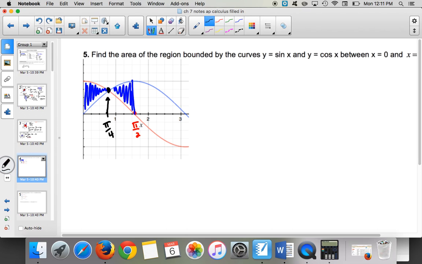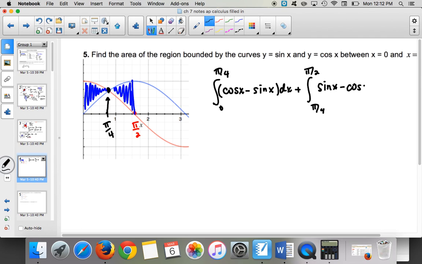All right, so if I'm setting this one up, the top curve was cosine at first, and then I have the bottom curve as sine, and that goes from 0 to pi over 4. And the second part was pi over 4 to pi over 2, and now the top curve was the blue one, sine of x minus the cosine of x.